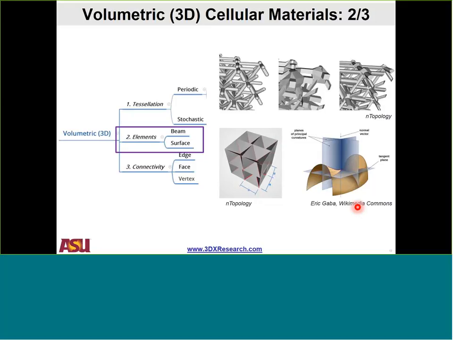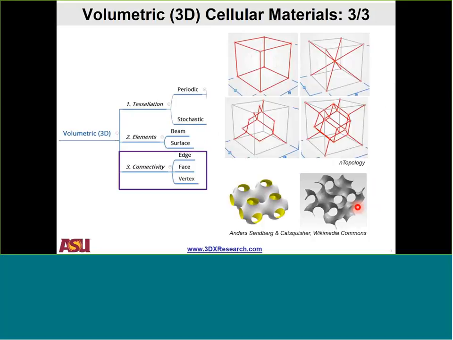When you think about the volumetric structures, what I'm saying is the first step is you think of tessellation. The second step is you think about what is your connecting entity. And in the third step, you actually make decisions on how to form these connections. So if you take a beam-based structure, for example, you can connect vertices and design your structure like this.